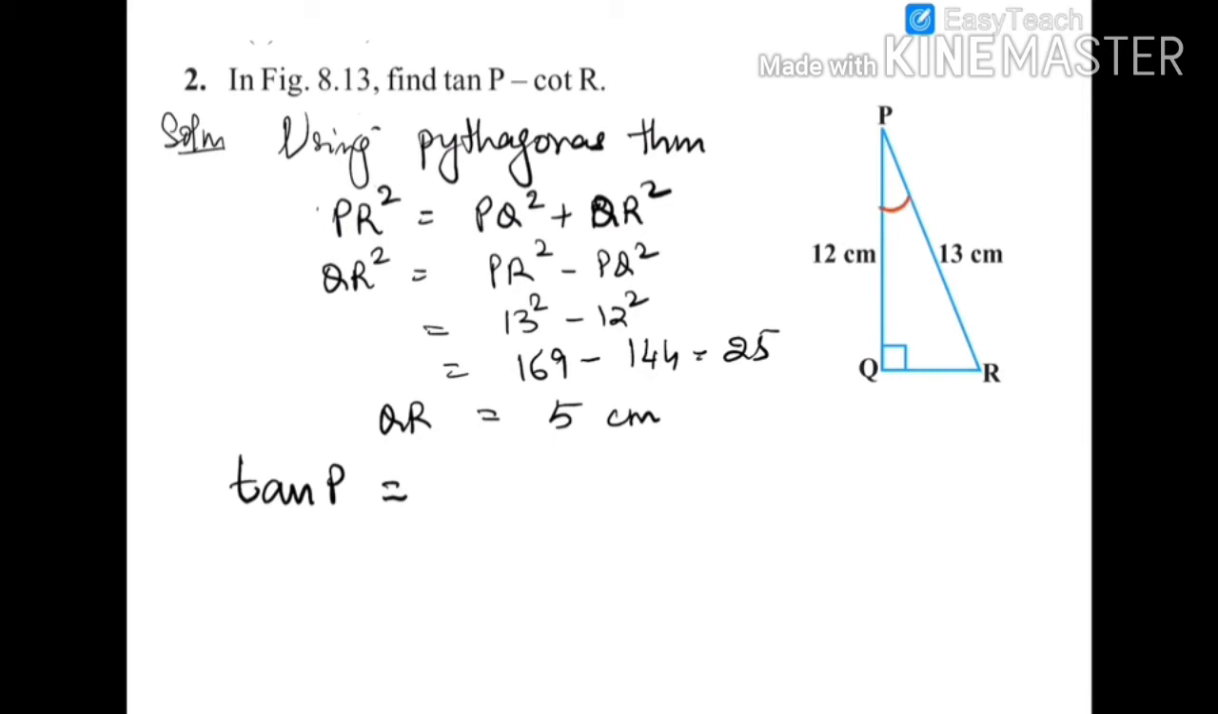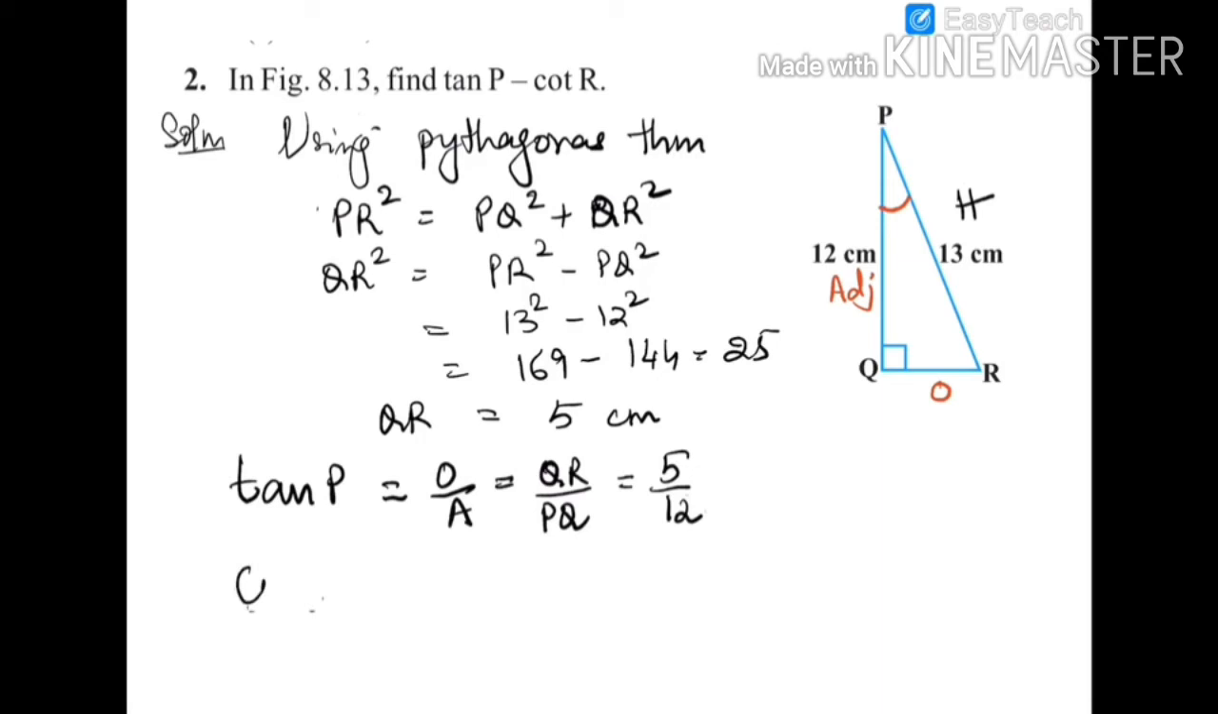Let's mark angle P and the sides opposite and adjacent to it. So QR is facing angle P, so QR is opposite, and the adjacent side is PQ. And the hypotenuse is PR. So we know that tan P is opposite upon adjacent. So that will be equal to QR upon PQ. That will be 5 upon 12.